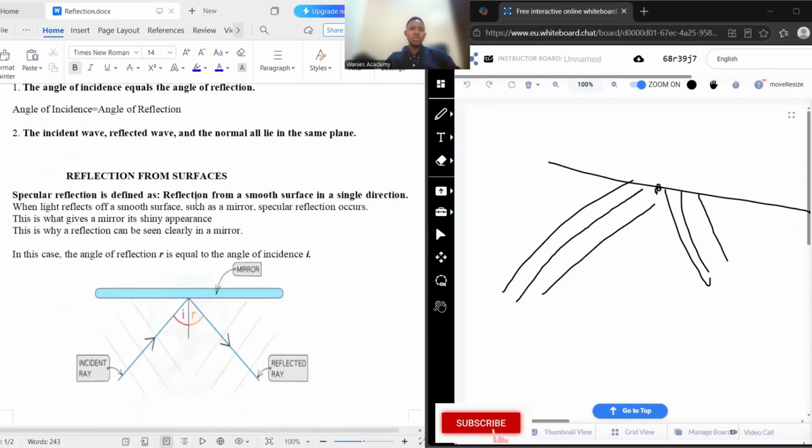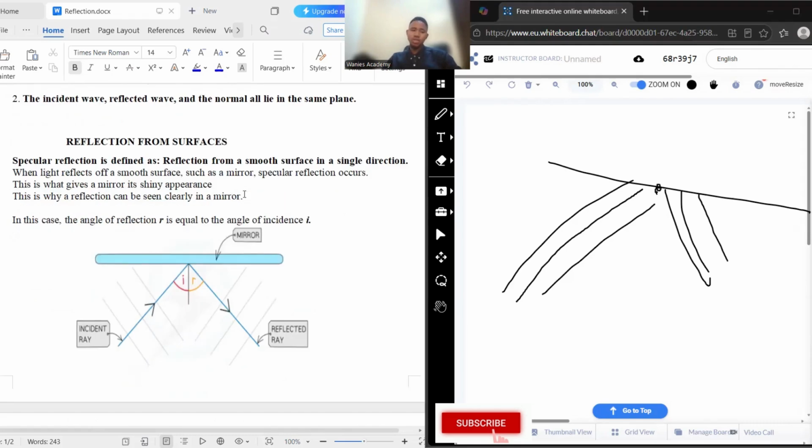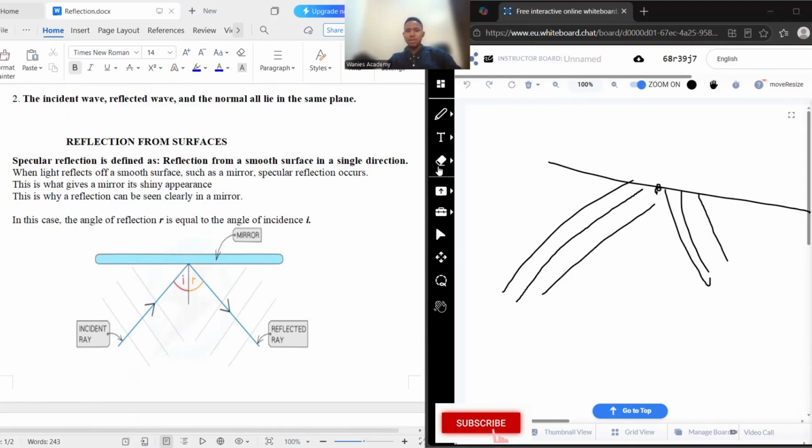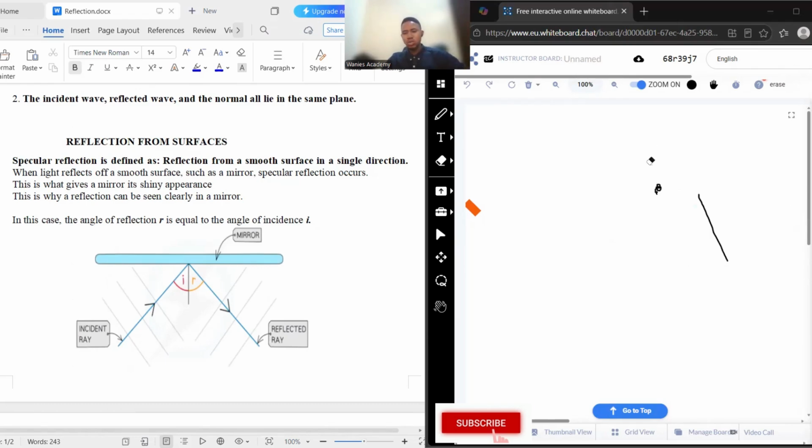Now, reflection from surfaces. We have two types of reflection: specular reflection and diffuse reflection. What does that mean? Specular reflection deals with when that surface is a smooth surface. And diffuse reflection means when that surface at which rays bounce back is a rough surface. That is the difference between the two types of reflection, which are specular reflection and diffuse reflection.